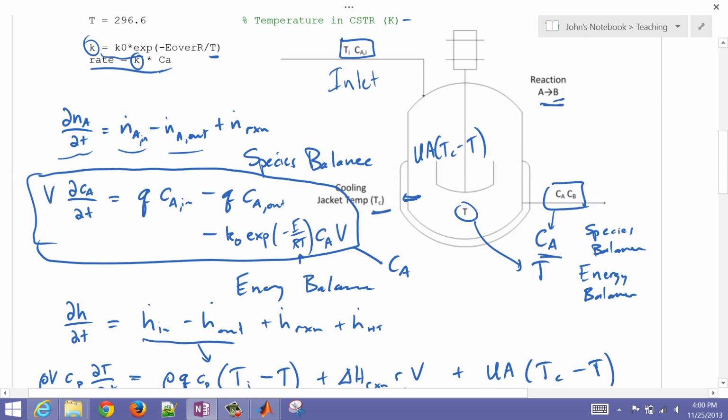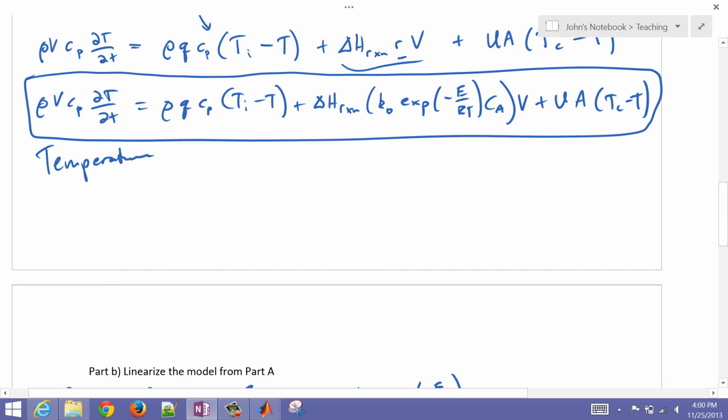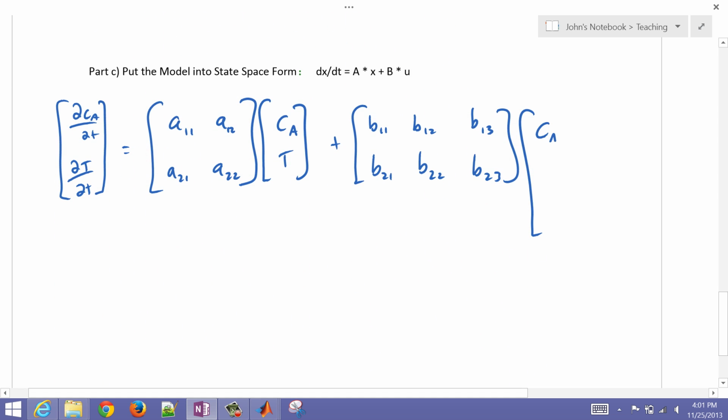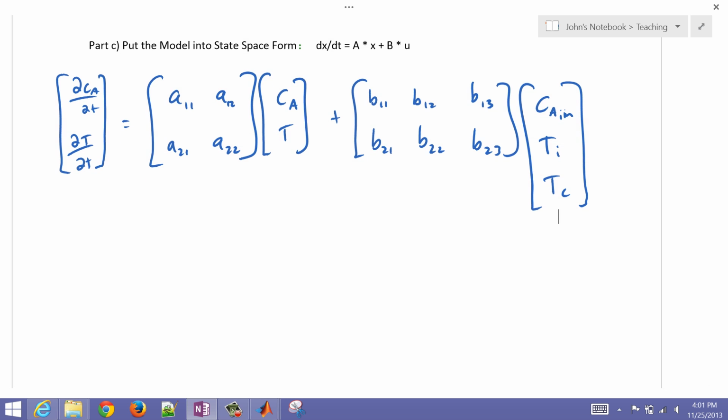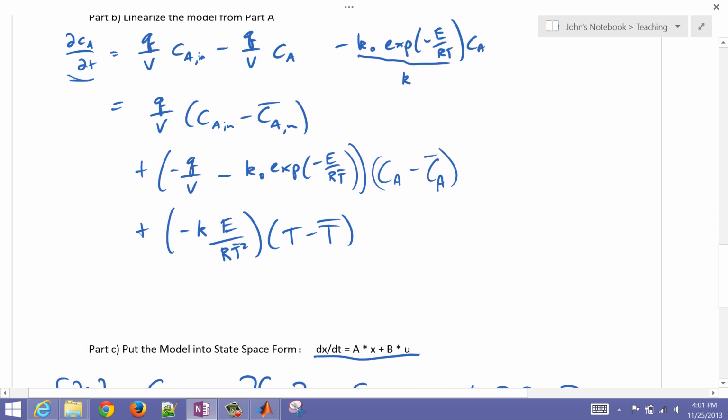And if we go up to the top, we want to be able to get this with respect to those three inputs. So let's go ahead and write those in here in my state space form: CA in, temperature in, and also the cooling jacket temperature. So I have my system in this state space form, and from my first principles model, I need to get A11 and A12. So let's see what those are from my linearized model right here.